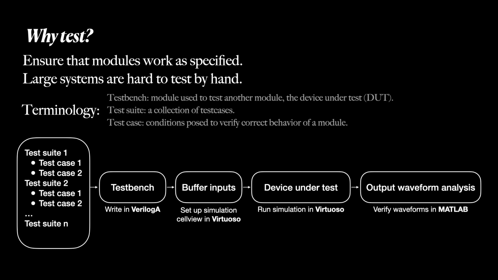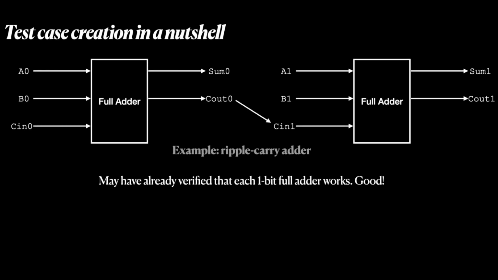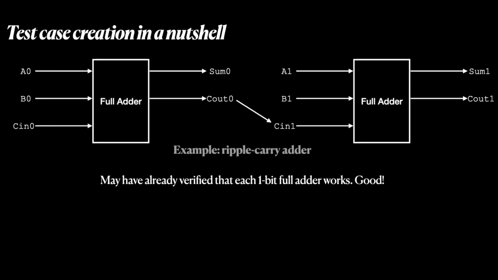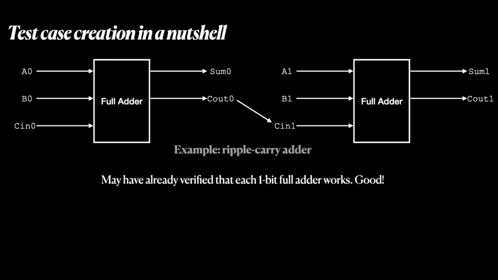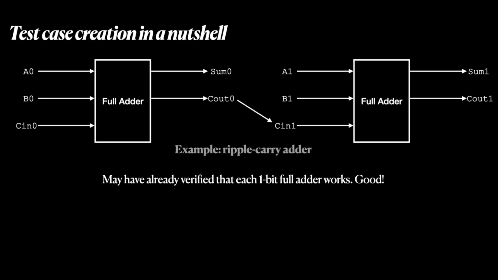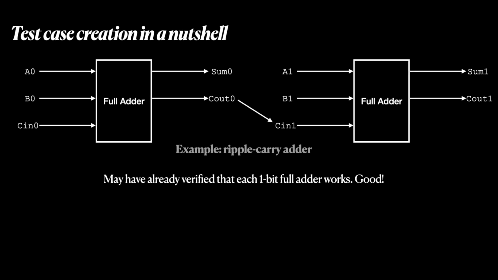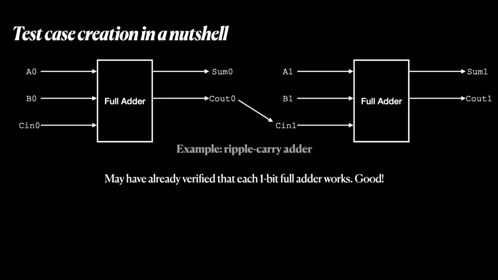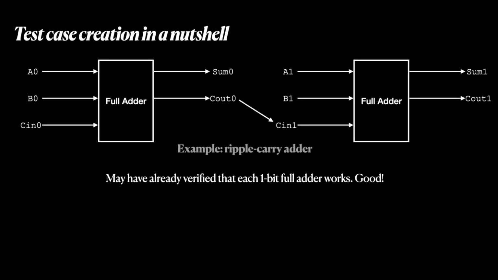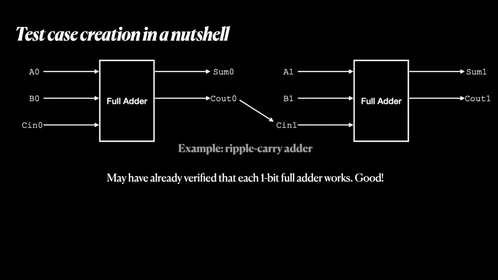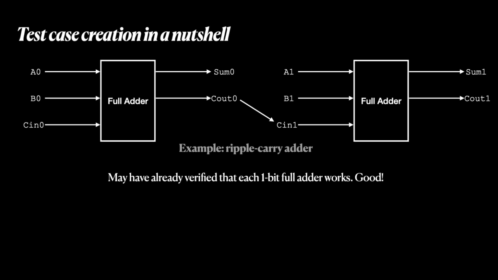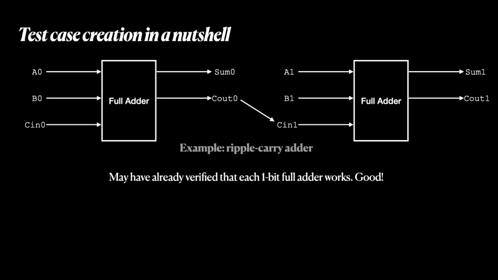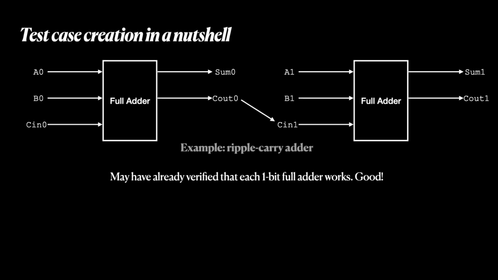Now let's consider what it takes to create a test suite that verifies the functionality of a module. For this section, we'll be considering the example of a ripple carry adder. Let's say that you've already created a single-bit full adder and you've verified by hand that it works. This is great. All that's left to create a ripple carry adder is to send the carry-out bit from the least significant bit to that of the next least significant bit, and so on and so forth until you reach the most significant bit.